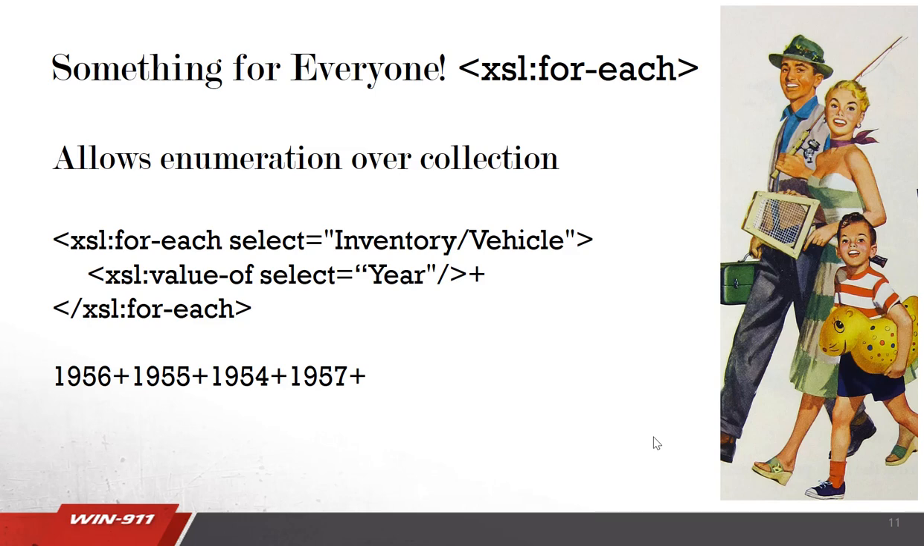And so I can combine those two and say for each inventory vehicle, let me select the year. You'll notice that the path within that nested select becomes relative. So the inventory vehicle is already the scope, and I'm selecting within inventory vehicle just the year. And so the output on that inventory that I presented earlier for this statement would simply be 1956 plus 1955 plus 1954 plus 1957 and so on. That plus is coming from that dangling plus outside the select statement, and that's just a constant bit of text.